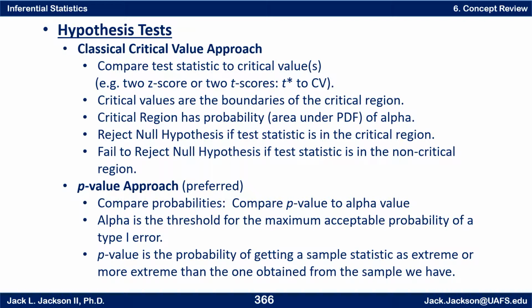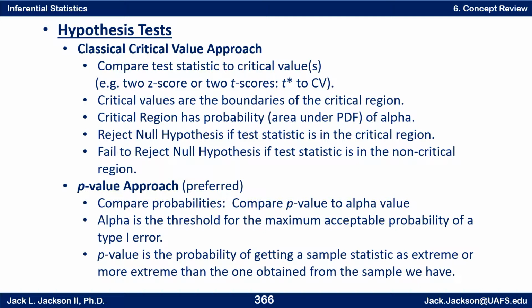We had two basic approaches for hypothesis tests. The classical critical value approach was to compare a test statistic to a critical value, for example, to compare two z-scores or two t-scores. A t-score to a critical value, for example. Critical values are boundaries of the critical region. The critical region has probability, that is area under the PDF curve, of alpha. I've been shading those red in my videos. Reject the null hypothesis if the test statistic is in the critical region. We fail to reject the null hypothesis if the test statistic is in the non-critical region.